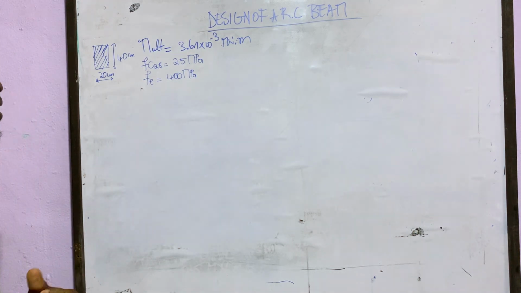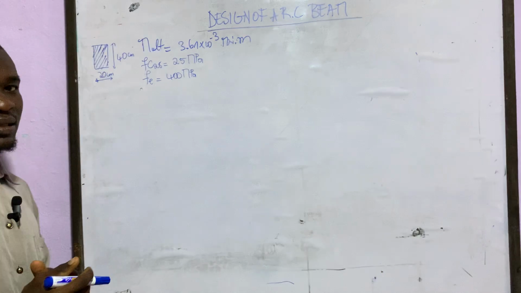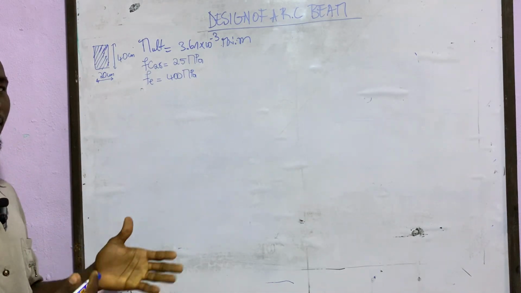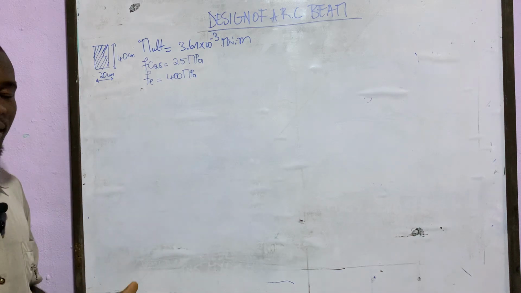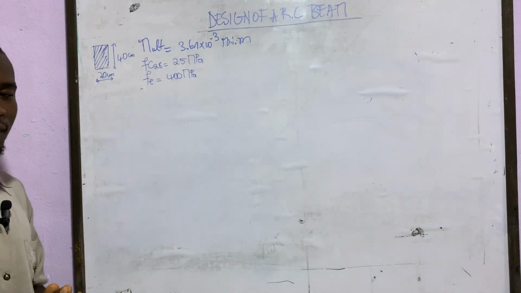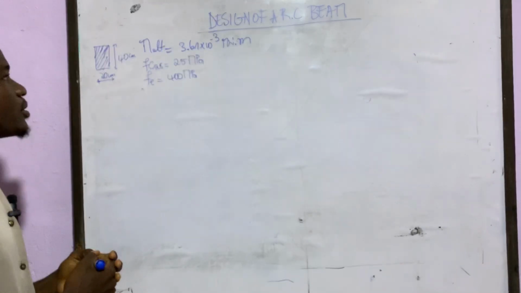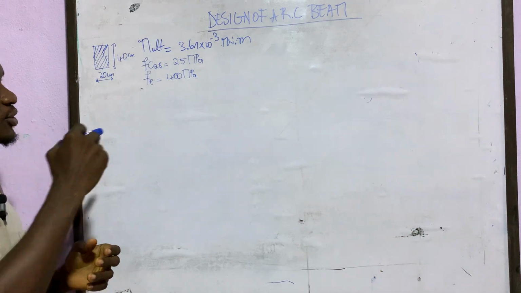Okay, so here now we are going to enter more into detail. The first part we had to see the various conditions to verify before even calculating the area of our steel. Okay, so now we are going to further our calculation.